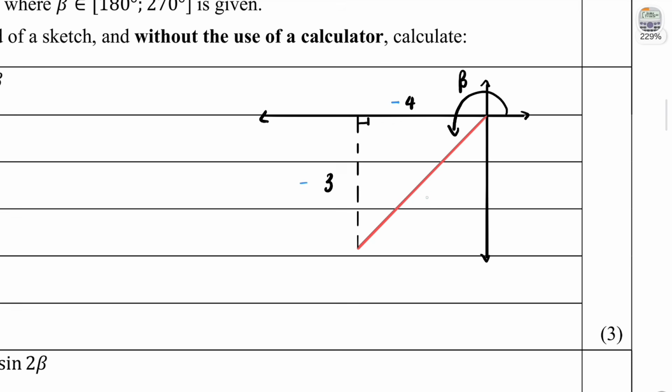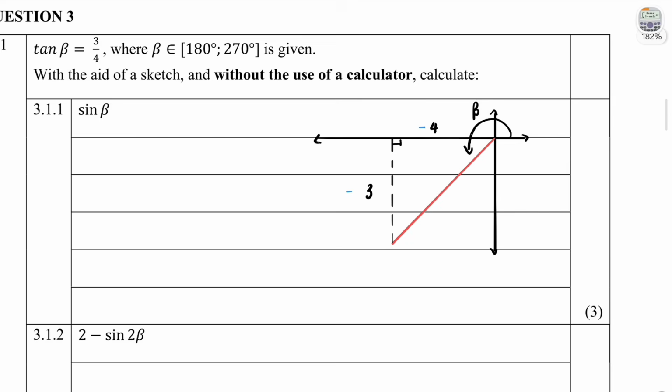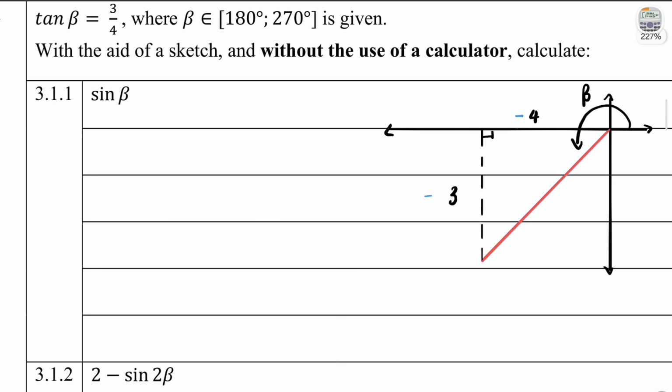So it means that we just have to find the hypotenuse. Okay, so we'll use Pythagoras. We're looking for the longest side. So that is r, our radius. R squared is equal to one of the shortest sides squared, plus the other shortest side squared.